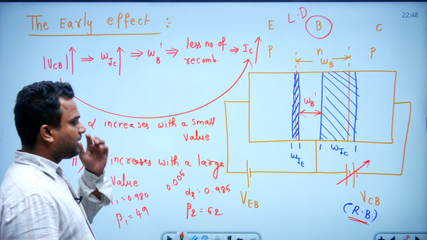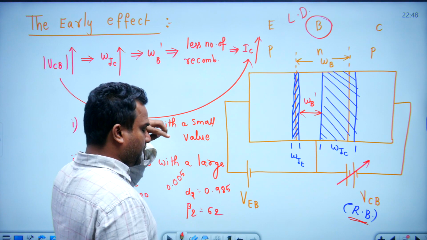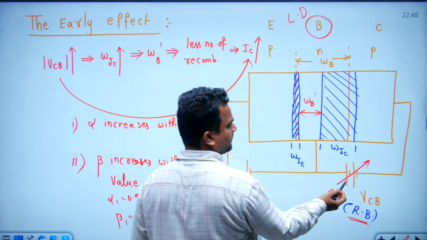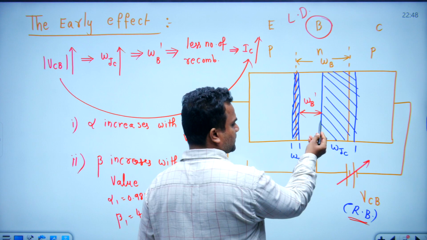Why is it happening like that? Let us see. Here guys, the point is, whenever you increase the VCB voltage, this depletion layer width increases more and more.